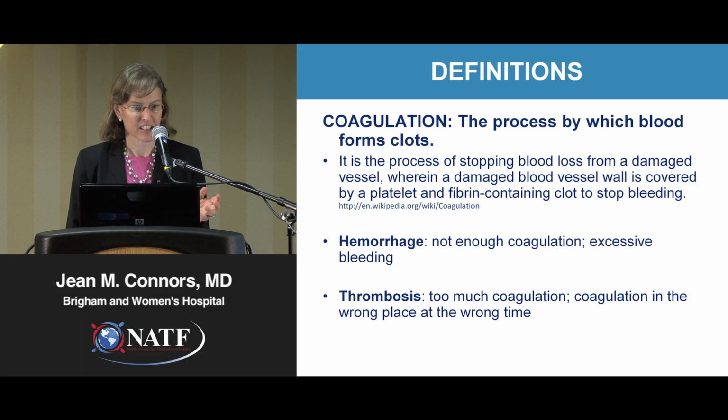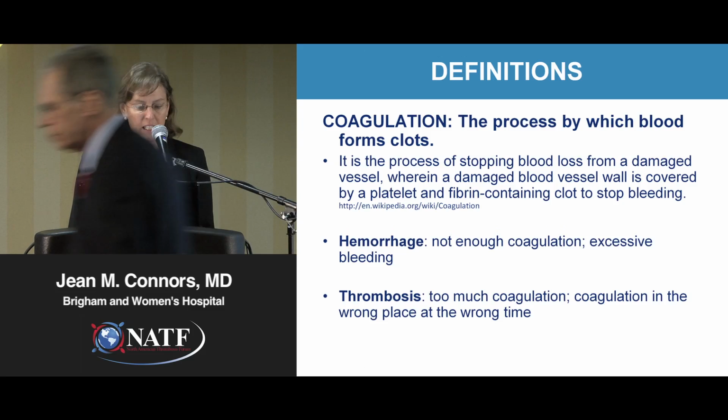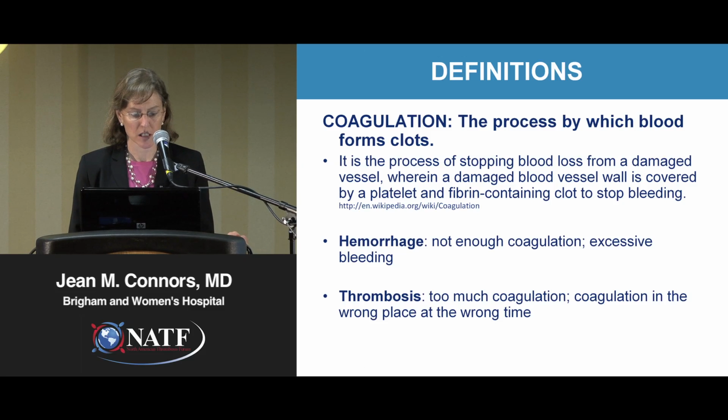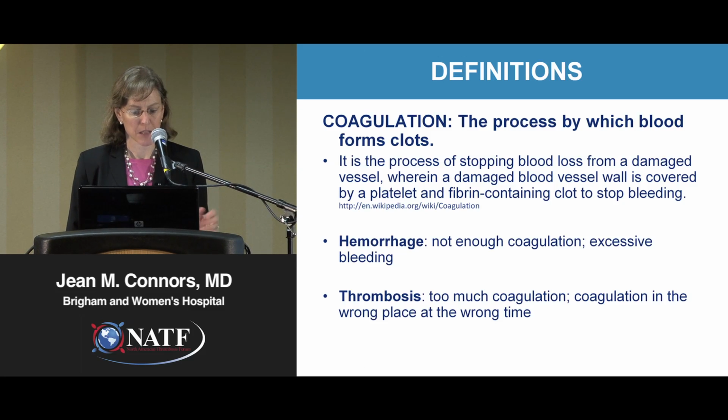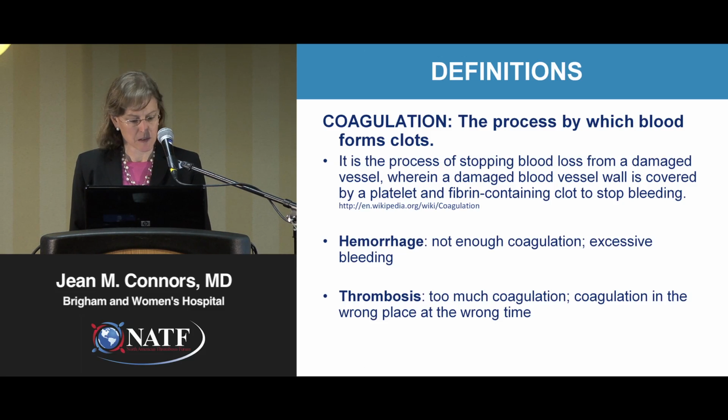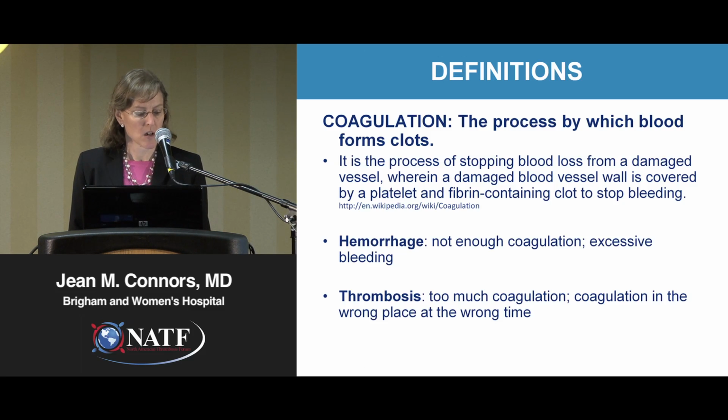So we're going to start with some definitions. Coagulation is simply the process by which blood forms clots. It can be described in much more complicated manners. It's the process of stopping blood loss from a damaged vessel, wherein a damaged blood vessel wall is covered by a platelet and fibrin-containing clot to stop bleeding. Associated words include hemorrhage, which is quite simply not enough coagulation or excessive bleeding, or thrombosis, which is too much coagulation, or coagulation in the wrong place at the wrong time.